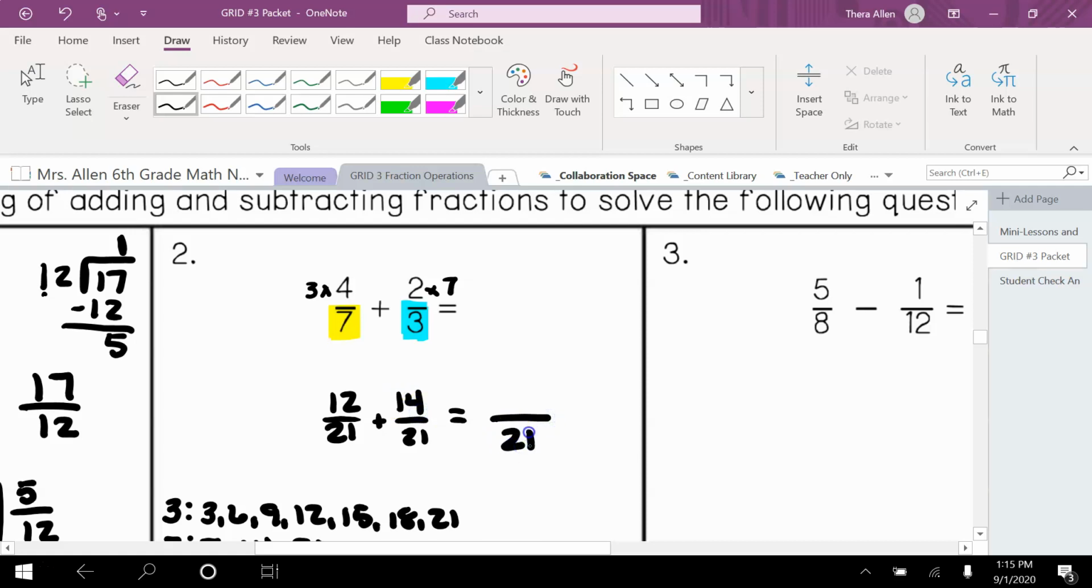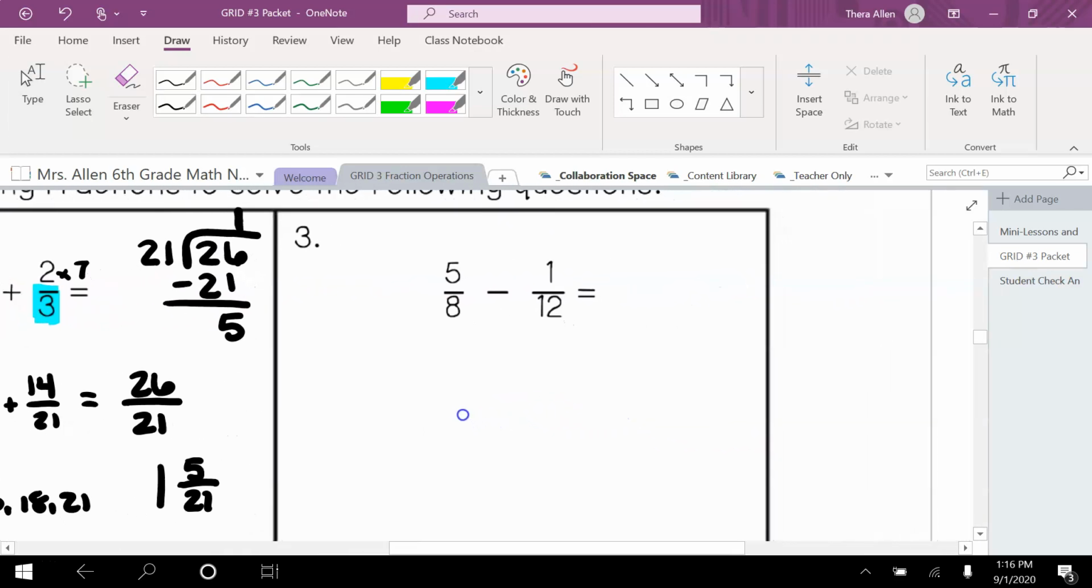Remember, when adding across, you keep the denominator the same and you add the numerators together. 12 plus 14 is 26. Once again, this is an improper fraction. I must divide to change to a mixed number. I write it like I read it: 26 divided by 21. 21 can go into 26 one time. I subtract. So 1 is my whole number, 5 is my numerator, and 21 is my denominator. My answer is 1 5/21.